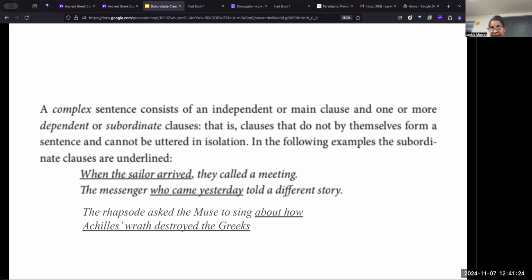So two ideas: the sailor arrived, they called a meeting. We're putting them together, saying that it's in a temporal relationship, that when one happened, the other happened. That's how we set it up, okay? Another one: the messenger who came yesterday told a different story, right? In English, we have who came yesterday, so it's a relative clause. This is what this is.